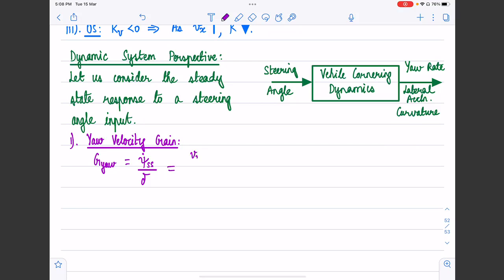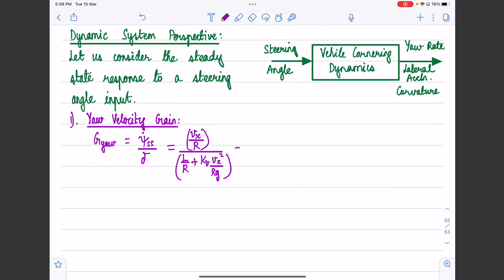The steady state yaw rate is going to be equal to Vx by R. Dividing by delta, that is going to be equal to L by R, and just substituting the formula for delta, L by R plus Kv times Vx squared by R. So this is a standard formula.